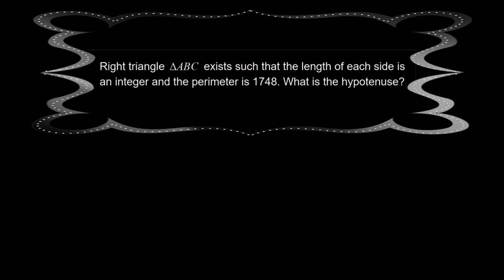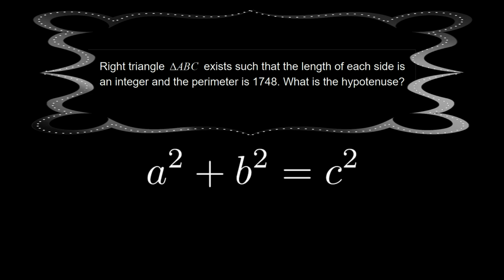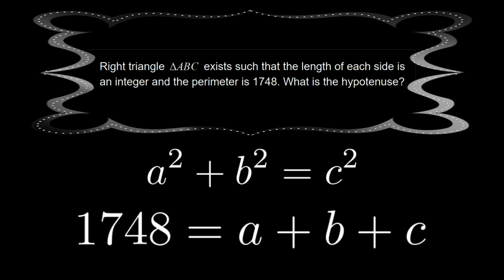For this example, we're given the perimeter of a right triangle. At first, you may be inclined to write out the equations a squared plus b squared equals c squared, and a plus b plus c is equal to the perimeter, which in this case is 1748. But this is messy, and it provides no intuitive way of solving for integral side lengths.